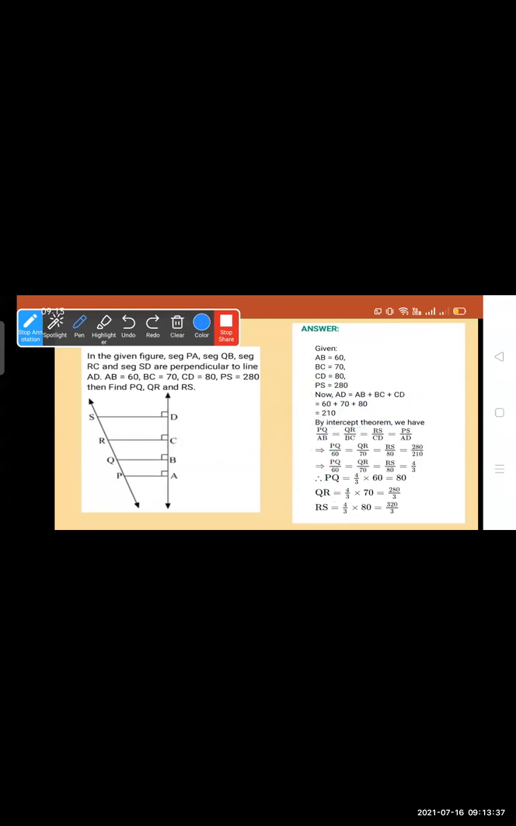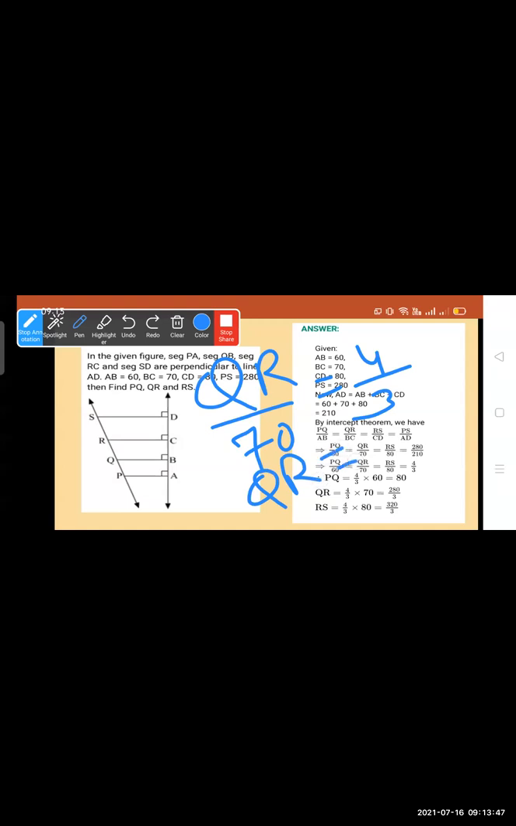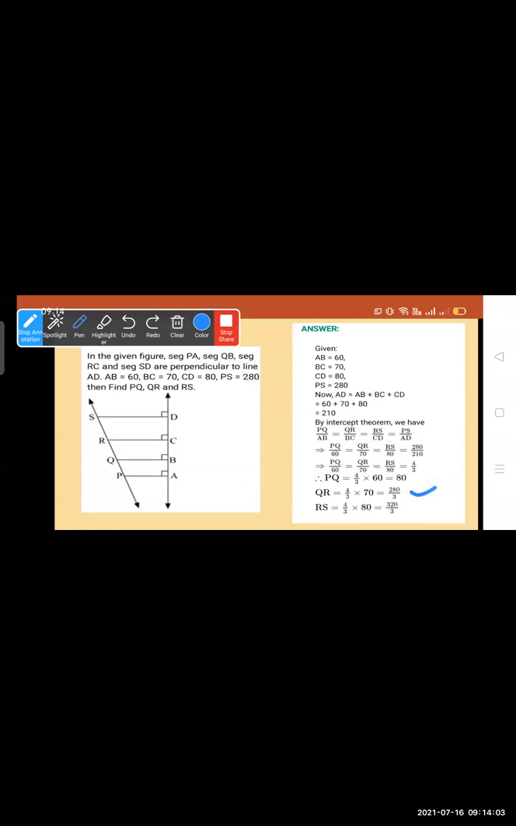Okay. Similarly, when we consider QR by 70 is equal to 4 by 3, again cross multiply here. QR is equal to 4 into 70 by 3. Okay, so here 7 4s are 28, so 280 by 3. 280 is not perfectly divisible by 3, so keep it here as it is. And similarly, we find RS by 80 is equal to 4 by 3.